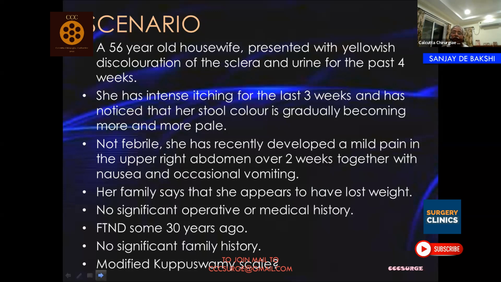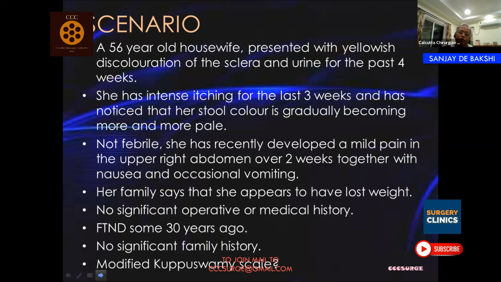So she's not febrile, but she has recently developed a mild pain in the upper right abdomen over 2 weeks, together with nausea and occasional vomiting. Her family says that she appears to have lost weight. There's no significant operative or medical history. Full-term normal delivery some 30 years ago. No significant family history. So what will you ask for a modified Kuppuswamy scale?